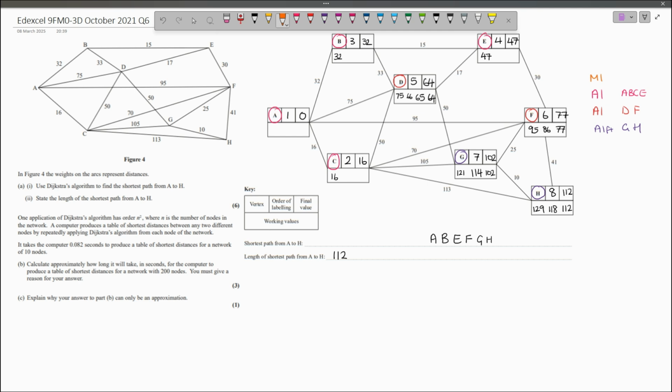Finally, there's an accuracy mark for getting the correct shortest path, and an accuracy mark which is a follow-through for getting the correct shortest distance.